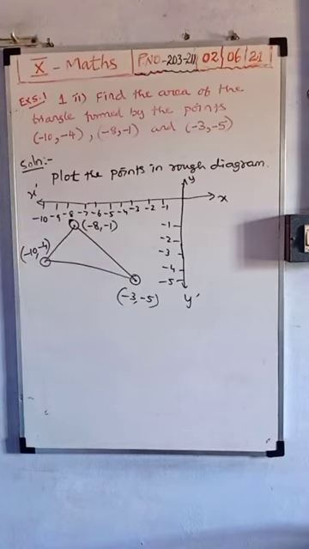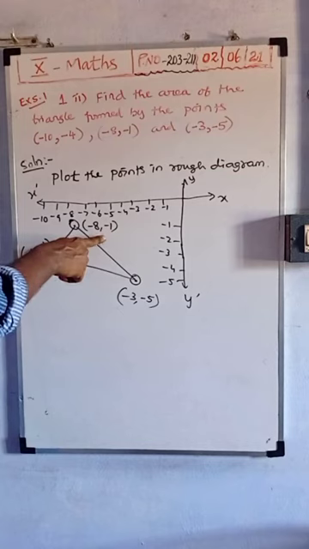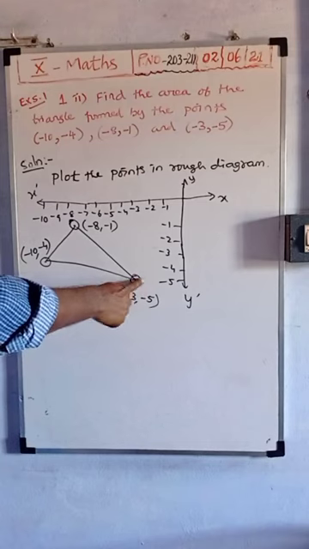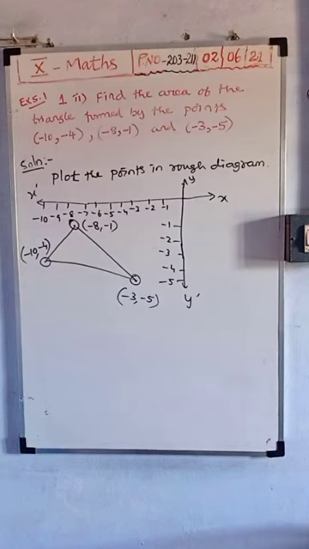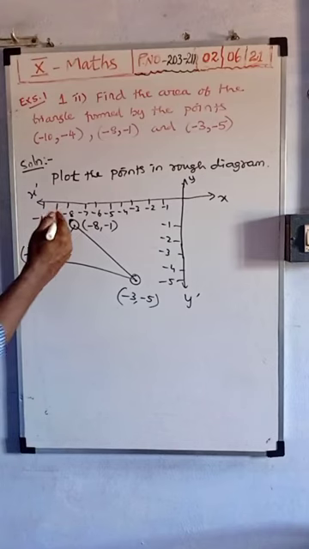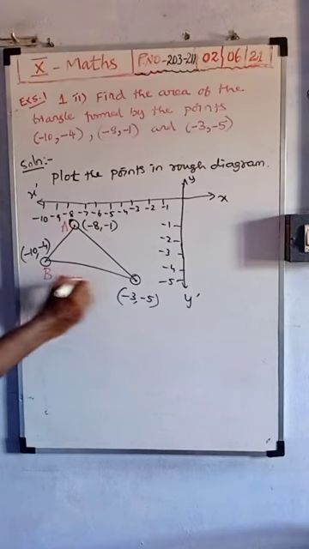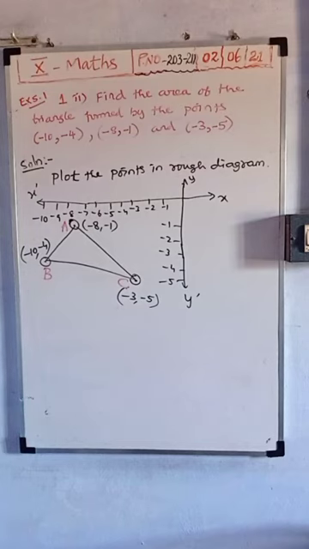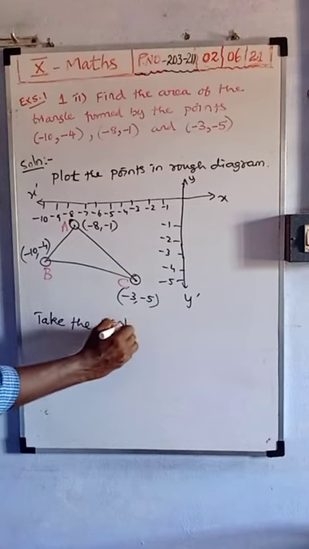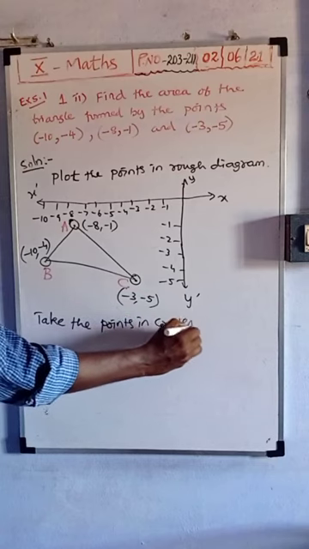Now you want to choose the points in counterclockwise direction. Okay, at your wish, first this you can choose as A, B, C, or else this is A, this is B, this is C. However, you can also choose A, B, C, but counterclockwise direction you want to choose. For that, first I am choosing this point A, this point B, this point C. Therefore, plot the points in a rough diagram. Take the points in counterclockwise direction.